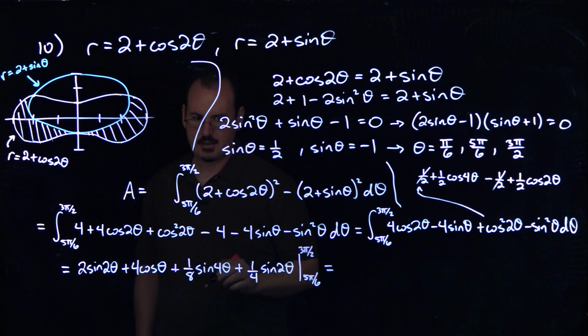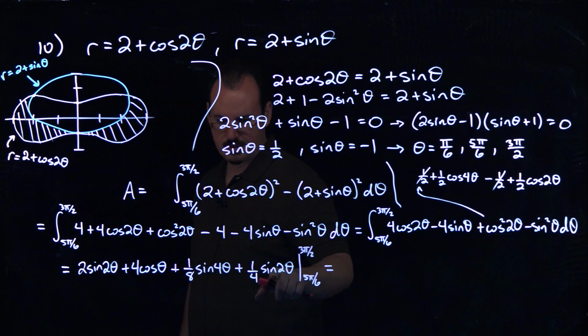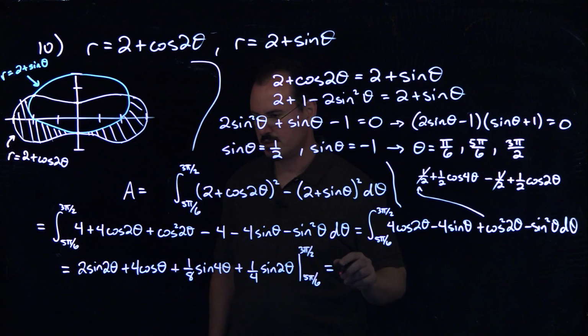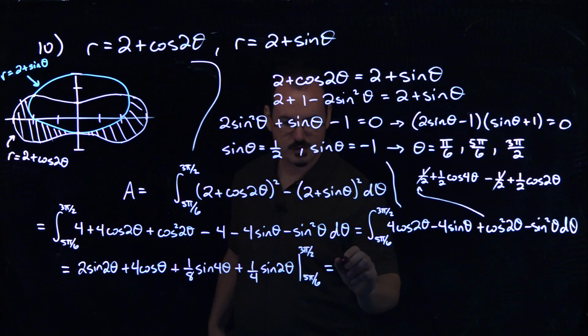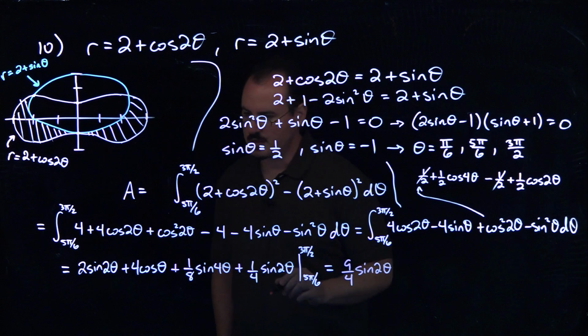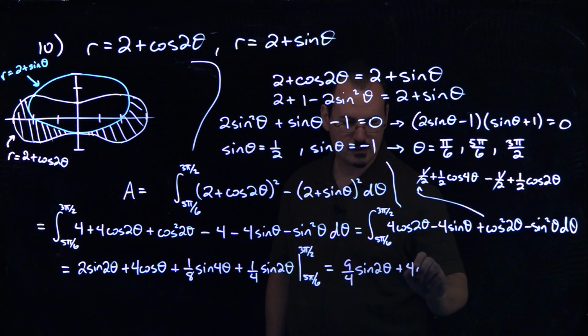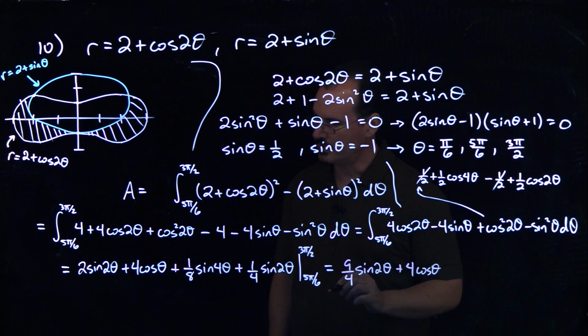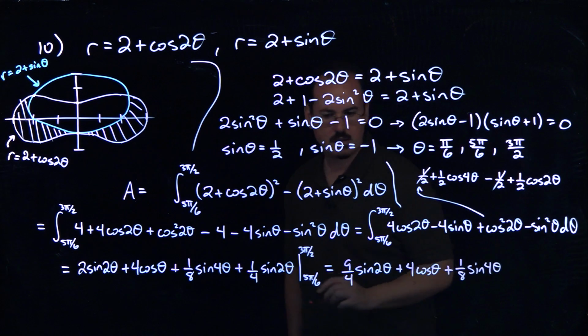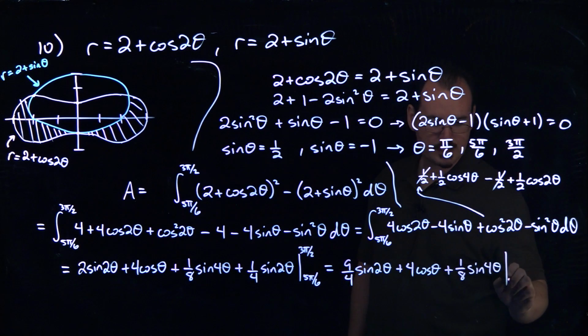So if I combine our two sine 2 theta terms, there's a sine 2 theta term there, and there's another one there. Combine those 2 plus 1/4, that's going to be 8/4, so 9/4. So we're going to have 9/4 sine 2 theta plus 4 cosine theta and 1/8 sine 4 theta. Evaluating this between 5 pi over 6 and 3 pi over 2.